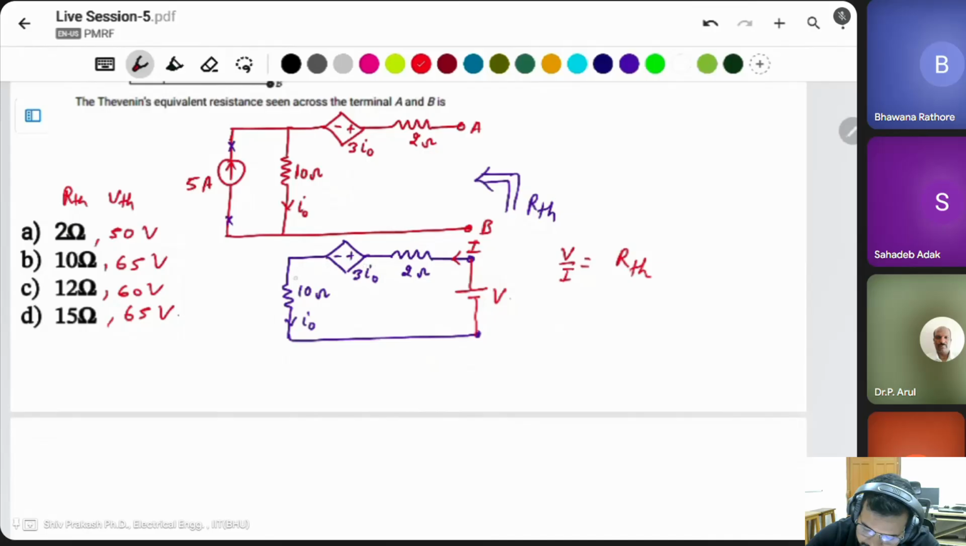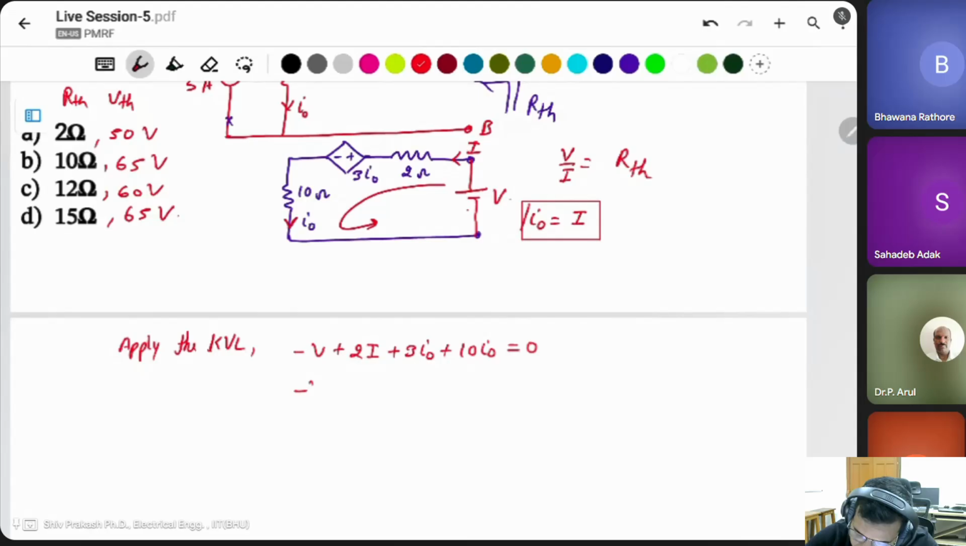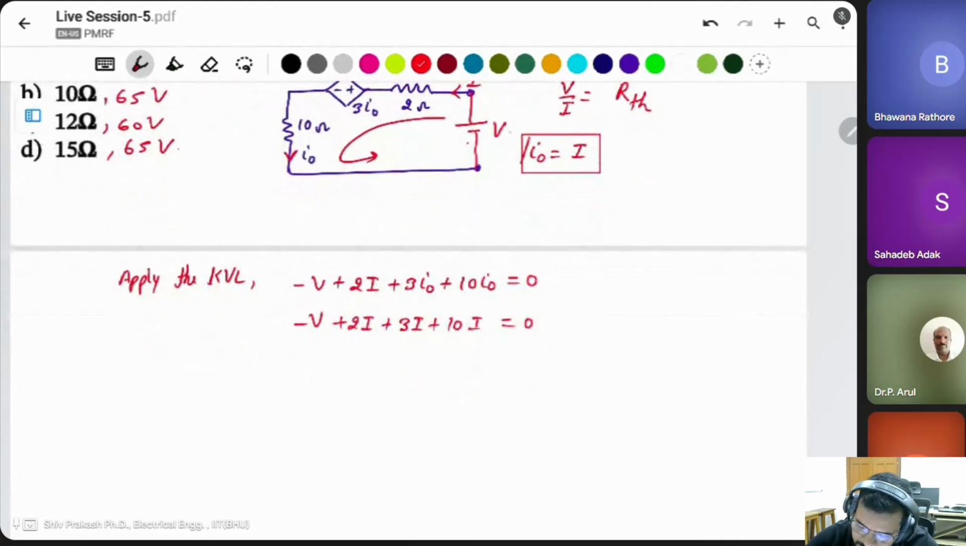We can say I is the current flowing through it. It means I naught is the same as I, because the same current flows through it. Then apply KVL in this loop. Minus V plus 2I plus 3 I naught plus 10 I naught is equal to 0. I naught is the same as I, so replacing I naught, 2I plus 3I plus 10I is equal to V. Then V is equal to 10 plus 3, 13, plus 2 is 15I. Then V by I is equal to 15 ohm. This is the RTH.